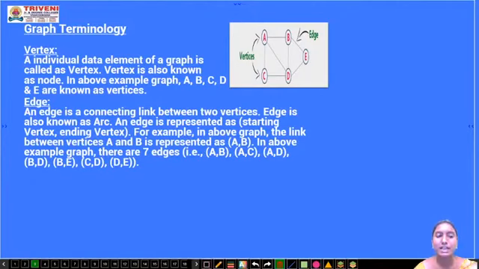And again, an edge is a connecting link between two vertices, and each and every edge is a connecting link between two vertices. That which combines two vertices we call an edge.